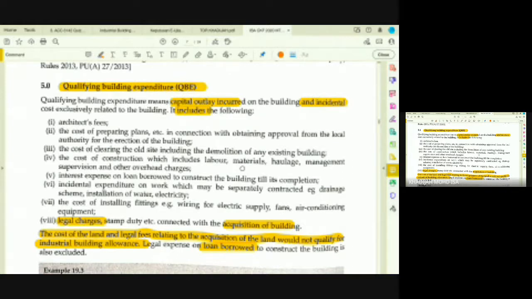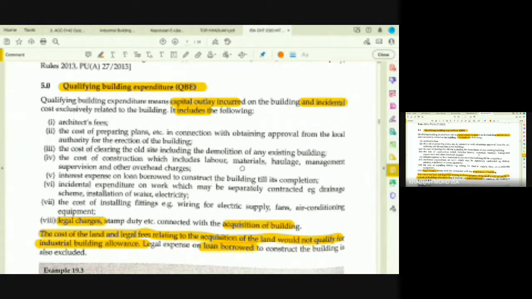Cost of construction includes labor, material, haulage, management, supervision, and other overhead charges. Interest expense on loan borrowed to construct the building till its completion. So we're talking about interest expense. If you were to borrow money from the bank, you have to pay interest on the loan. With regard to industrial building, there are two phases.